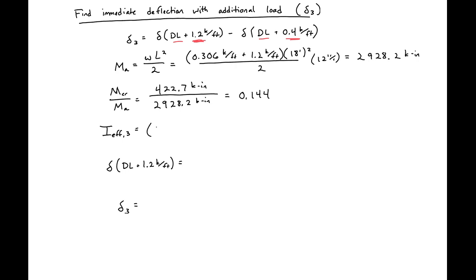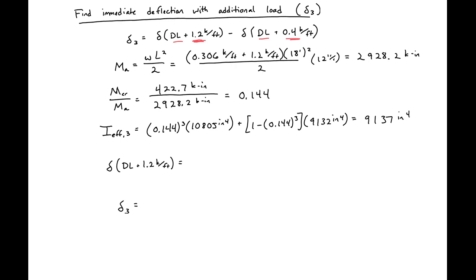So we can then find our I effective. Plugging in our 0.144 to the third times our I gross, 10,805 inches to the fourth, plus 1 minus 0.144 to the third times our I crack transformed, which is going to be 9,132 inches to the fourth. So this will give us an I effective of 9,137 inches to the fourth.